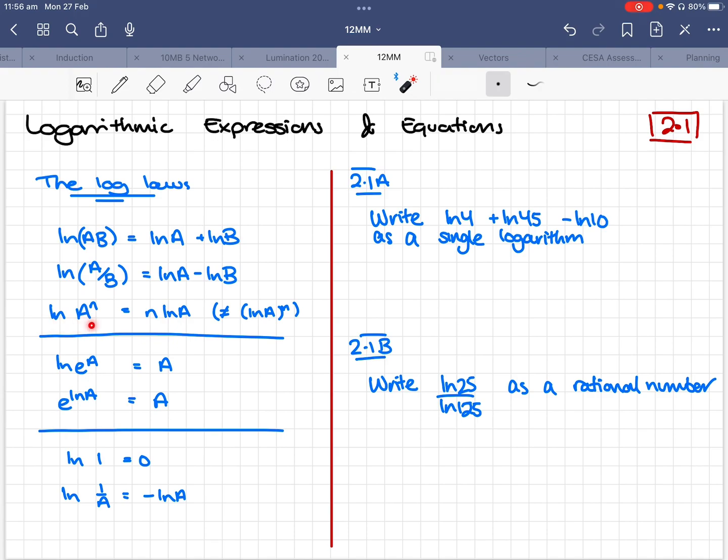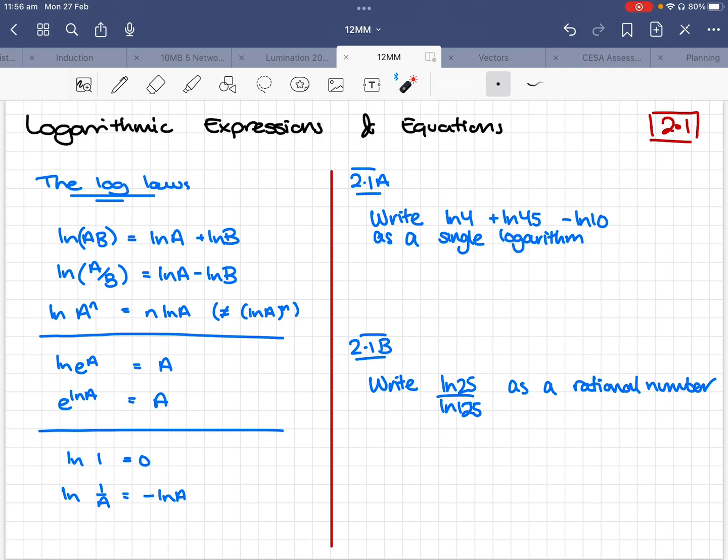The third law is our power law for logarithms. If you've got ln of something to a power, you can bring that power out the front. Please keep in mind this is distinct from the calculus power rule. We're not changing that power at all. We're literally just bringing it out the front. Notice also that this is not equal to the ln of A all to the power of n. That power of n here is just applying to that A, not to taking the logarithm of it. Right? So we're taking the logarithm of A to the power of n. It's not the logarithm of A all to the power of n.